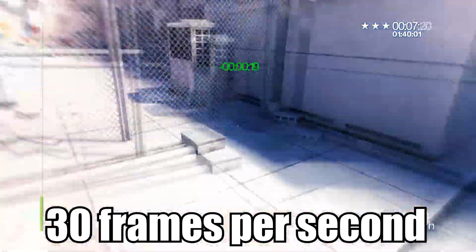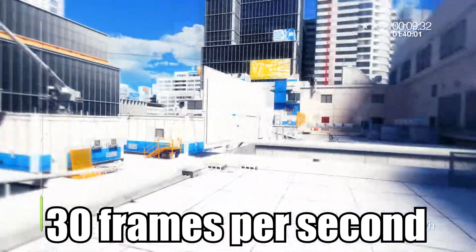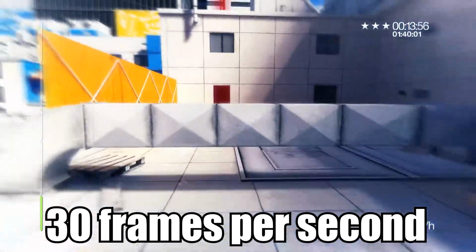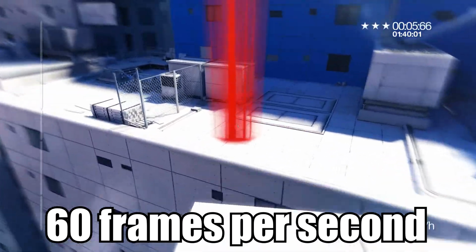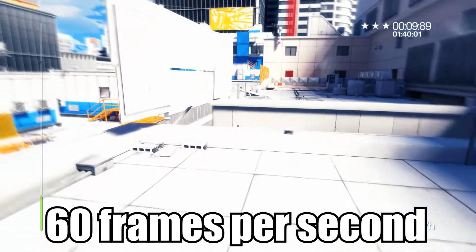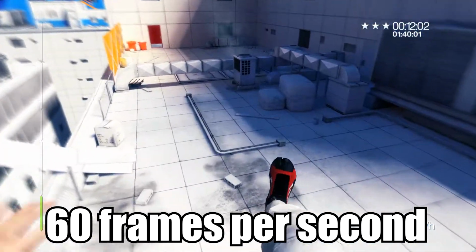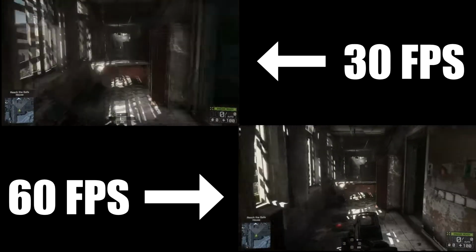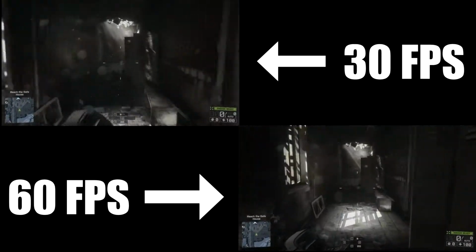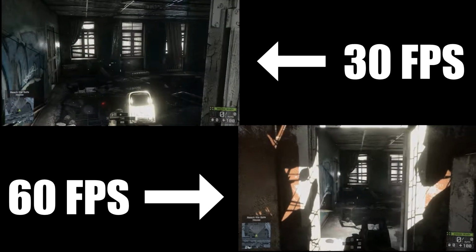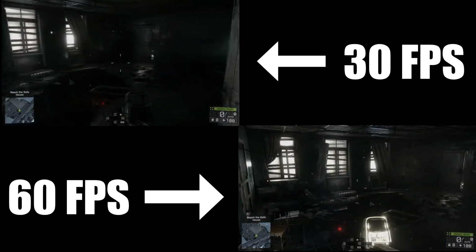Video games are commonly shown at 30 and 60 frames per second on consoles, but the newer consoles, the Xbox One Series X or whatever it's called, and the PlayStation 5 can finally go above 60 frames per second. Computers have been able to go above 60 frames per second for years. You can do 120, 144, 240 frames per second, but that's just the refresh rate, the frames per second being pushed to the TV or monitor.